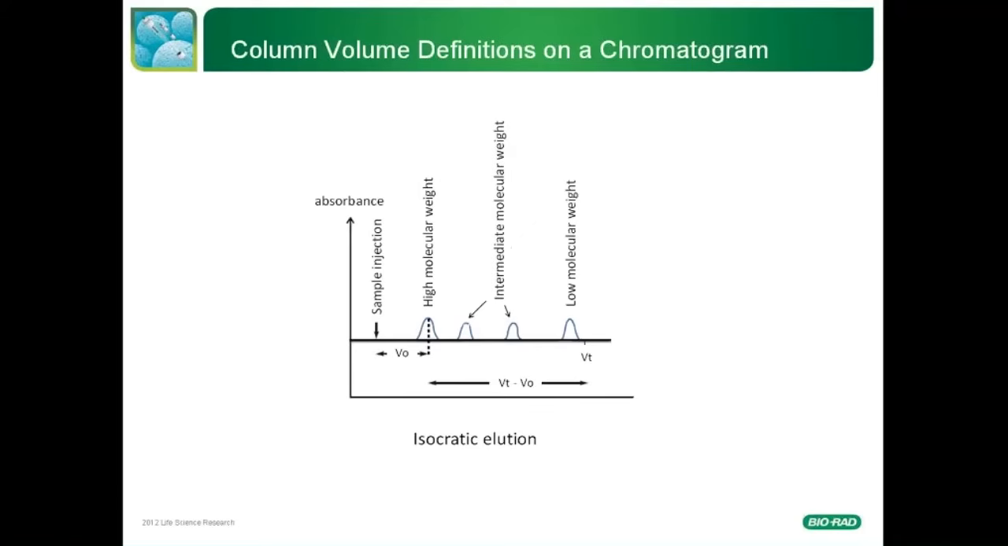If you look at this, you can see that V0, the void volume, comes out first, and then the volume in between, or the stationary phase volume, VT minus V0, is second, and then the final portion that goes by the detector is reported as VT, or the total column volume. And notice also that the entire separation of biomolecules on a size exclusion column takes place in one column volume.